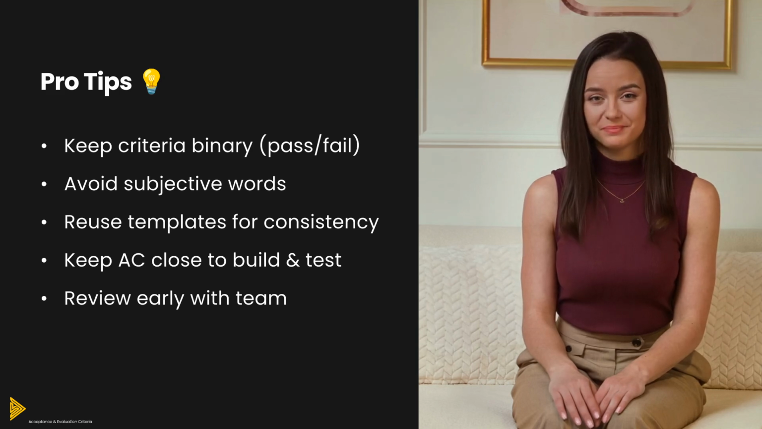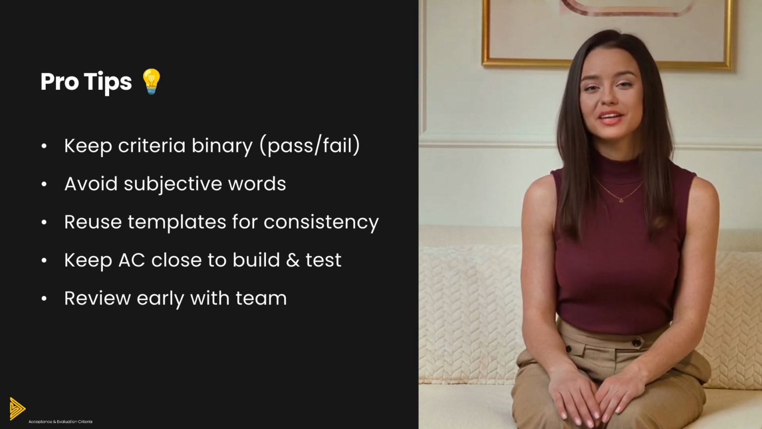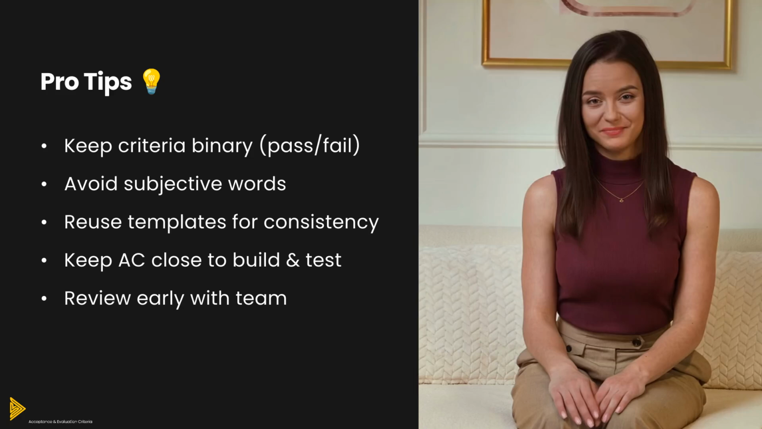A few tips. Make each criterion binary. It either passes or it doesn't. Avoid subjective words. Reuse templates to stay consistent and save time. Keep your acceptance criteria linked to build and test. And review them early to avoid surprises.